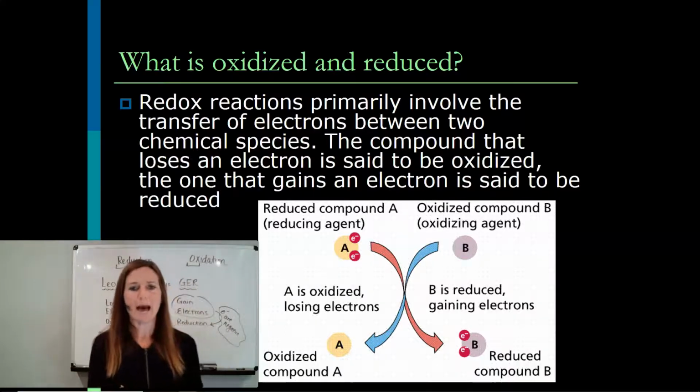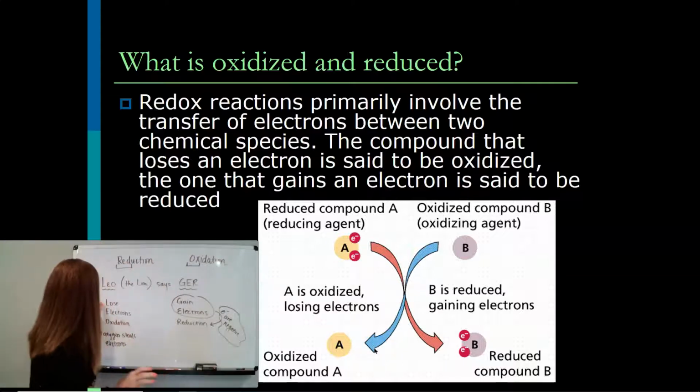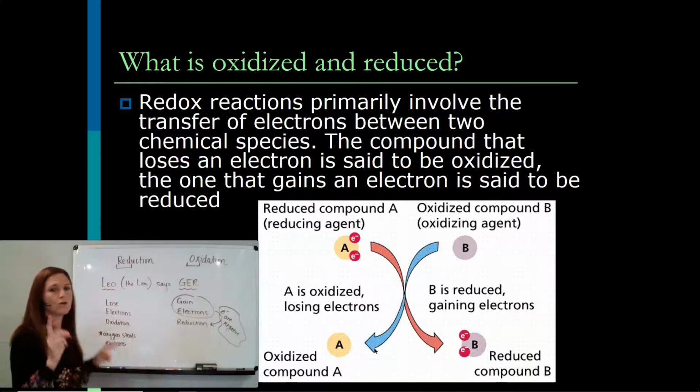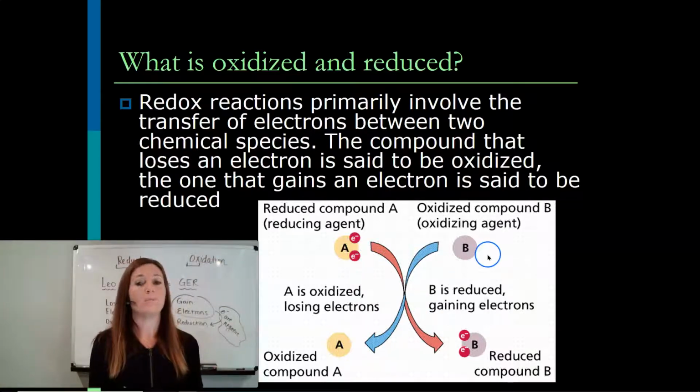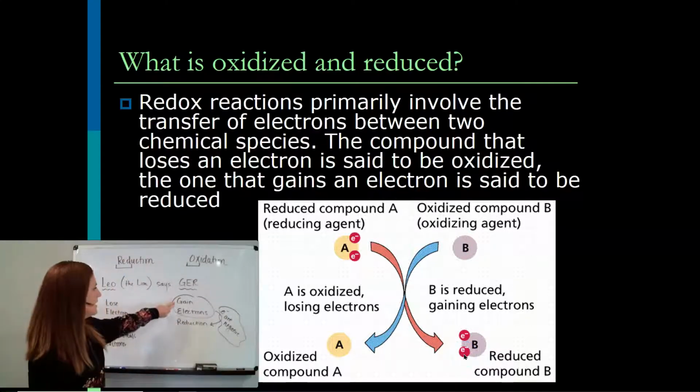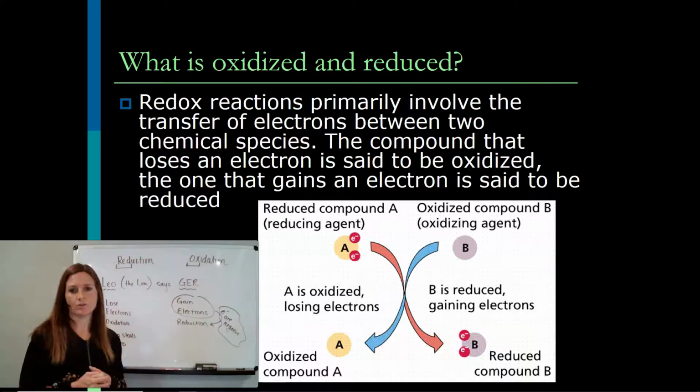So what is typically happening is that one compound is going to lose electrons. So we're just going to follow compound A for a moment. Compound A loses electrons. And when you lose electrons, you are oxidized. So compound A was just oxidized. Compound B is gaining electrons. So compound B, if you gain electrons, it was reduced.